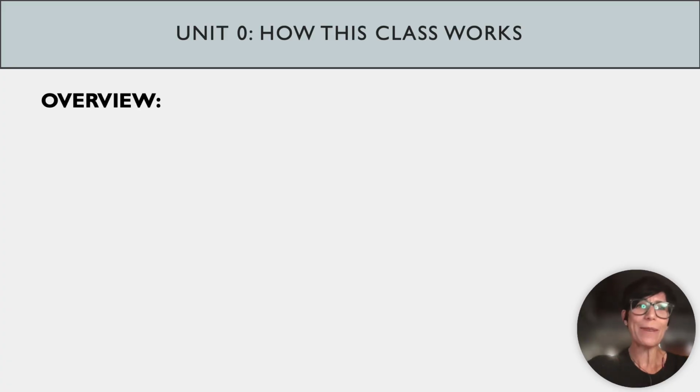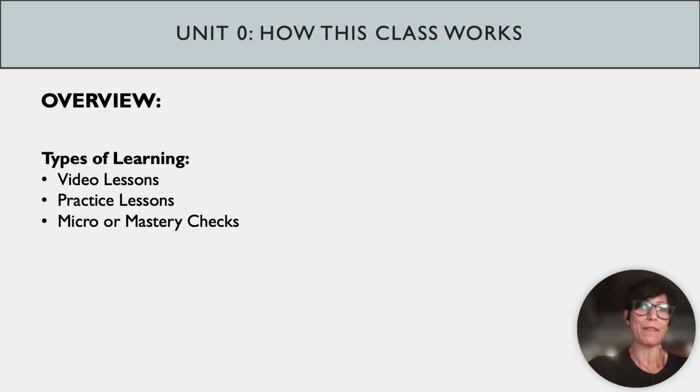All right, so what we're going to begin with is a brief overview. There's going to be three major types of learning that we're going to do. Video lessons like this, and then you will have your video notes that you'll take with this. You'll find those on the board. And then we're going to do some practice lessons. So whatever skill or standard that we're working towards, we work with a practice text. It could be really small, really short, might be a video, different options there. And then we're going to do a micro check or a mastery check.